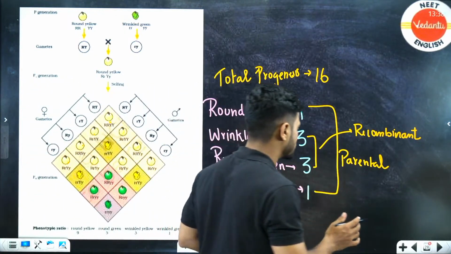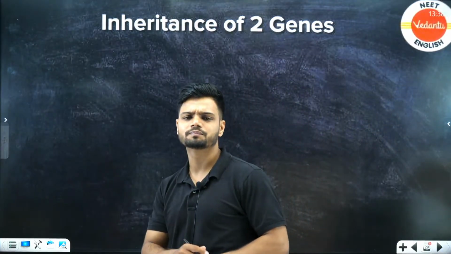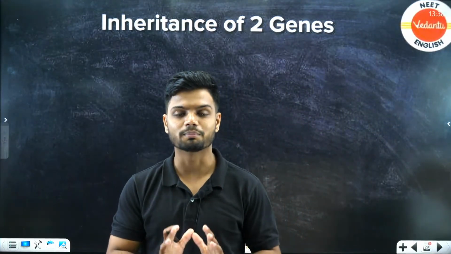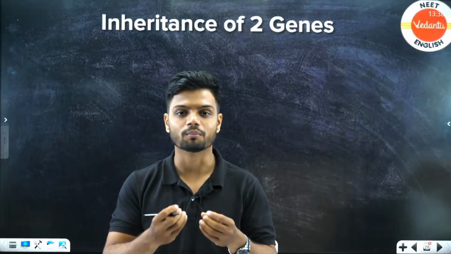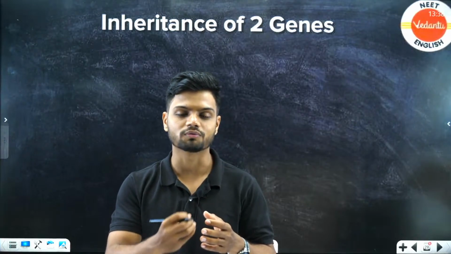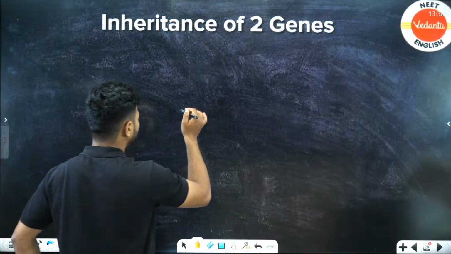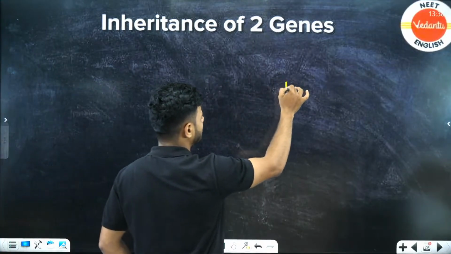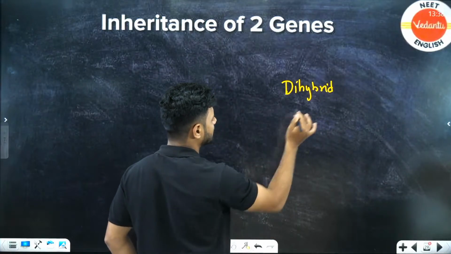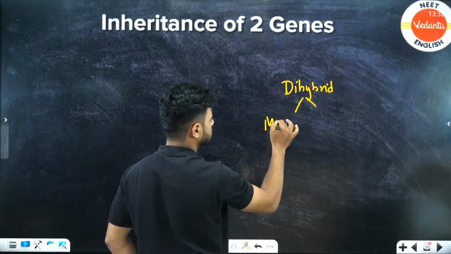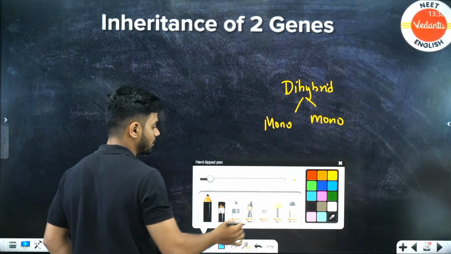This is the phenotypic ratio. But how do you find the genotypic ratio, students? Very simple trick. I will teach you the trick here. Listen to me very carefully. Even if you do not know the phenotypic ratio of dihybrid, there is also a trick for that. You need to understand that your dihybrid cross is basically two monohybrid crosses.